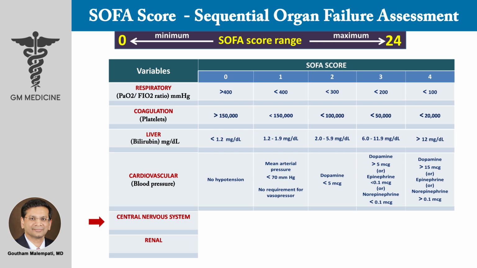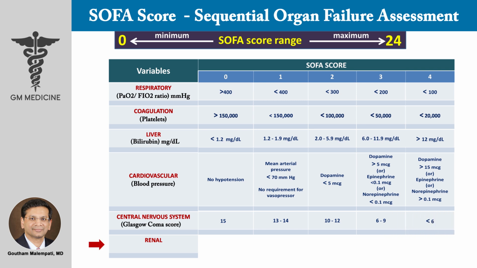Next variable is central nervous system, where we measure the Glasgow Coma score. If the GCS score is 15, then the SOFA score is 0. If it's between 13 to 14, the score is 1. If it's between 10 to 12, the score is 2. If it's between 6 to 9, the score is 3. And if it's less than 6, the score is 4.